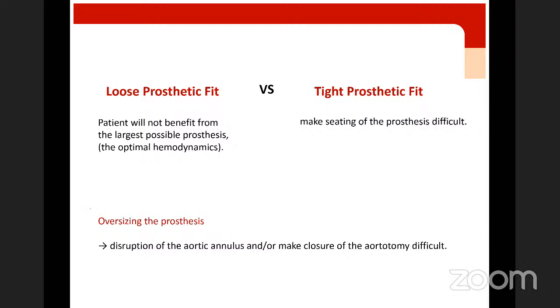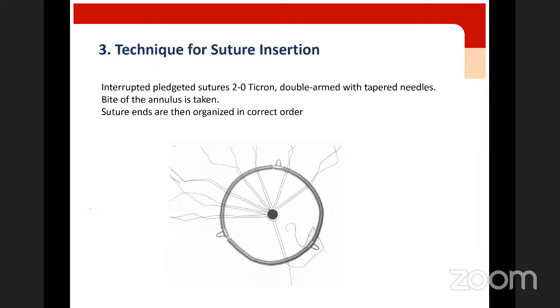Right, technique for suture insertion. The valve is sewn into position via interrupted sutures. Normally, we would use sutures like 2-0 Ticron, pledgeted suture with double needles. Deep bites into the annulus are taken. Suture ends are then held and fixed in correct order into an organizing ring, or organizer.